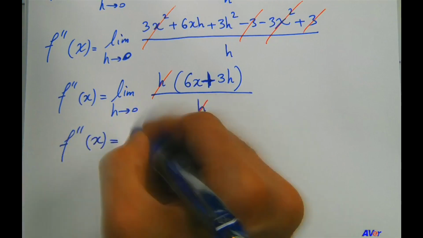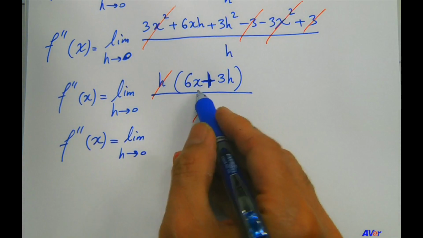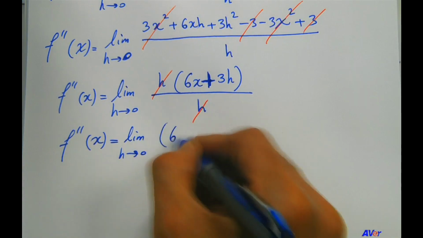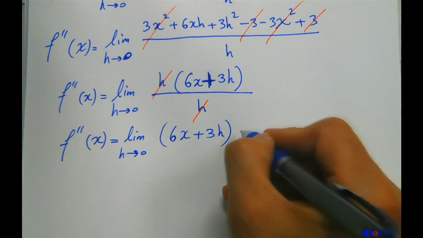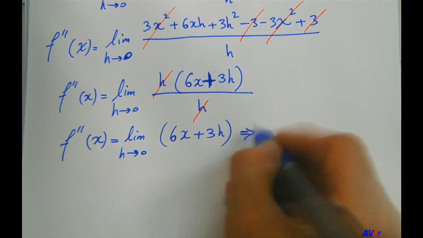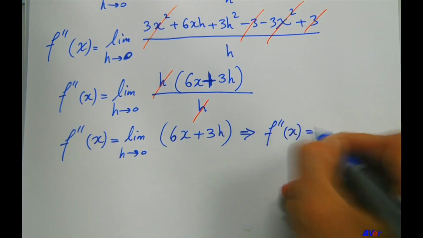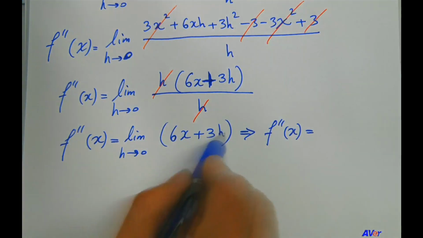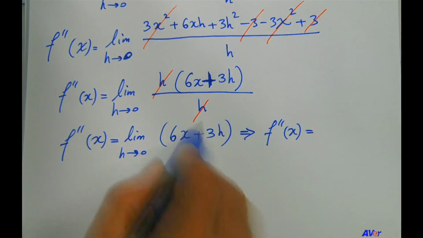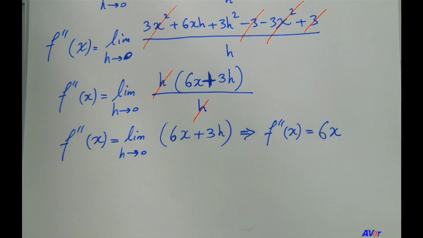And we get the f double prime x, or the second derivative, equaling 6x plus 3h. And of course now let's apply the limit. What do we get? We get f double prime of x is equal to 6x plus 3h, and this term drops out as soon as you replace h with 0. Replace h with 0 as this suggests. That term drops out. You get 6x, right? That's the second derivative.